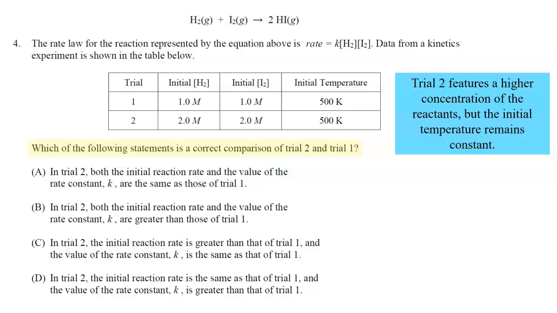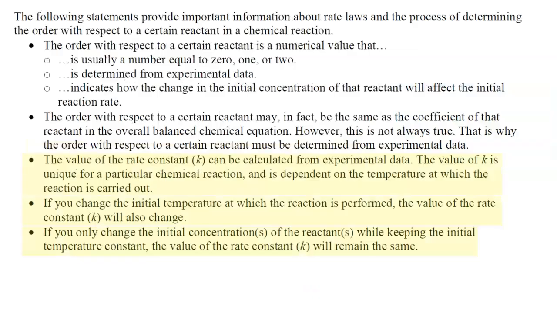Now on this next slide, this is information that I had presented in my video for topics 5.1 to 5.3. So taking a look at the highlighted portion of this slide, it says the value of the rate constant K can be calculated from experimental data. The value of K is unique for a particular chemical reaction and is dependent on the temperature at which the reaction is carried out. If you change the initial temperature at which the reaction is performed, the value of the rate constant K will also change.